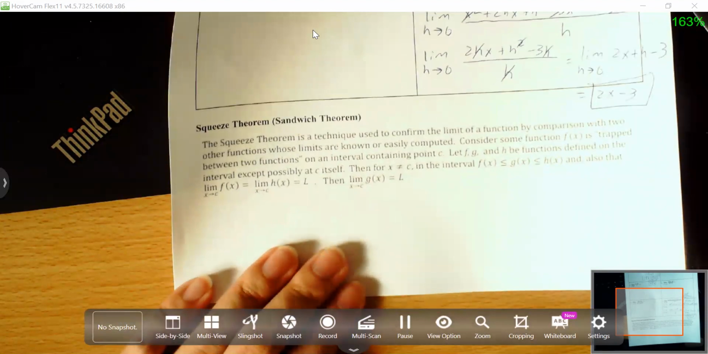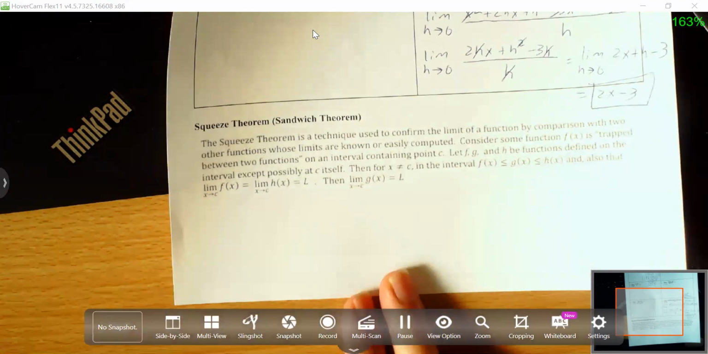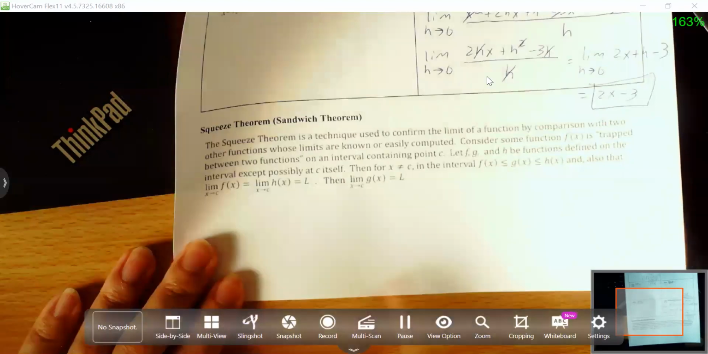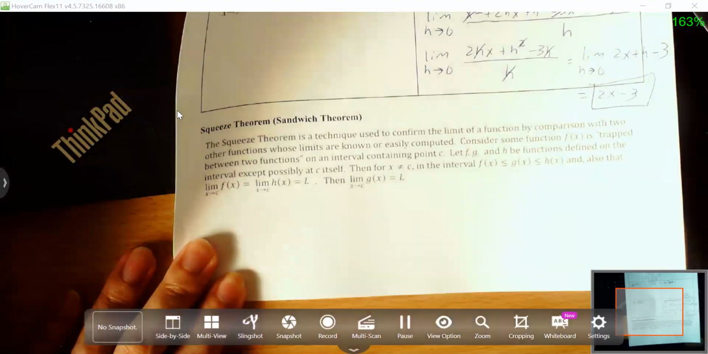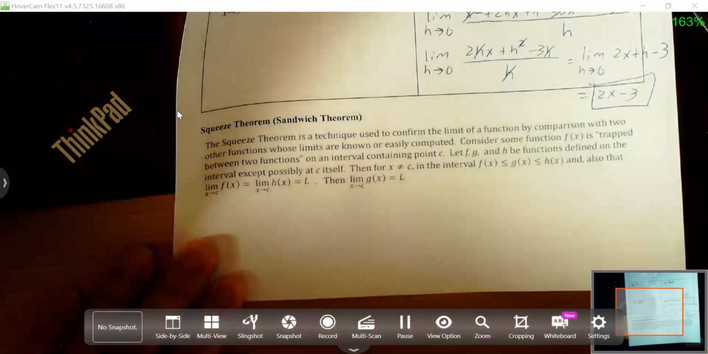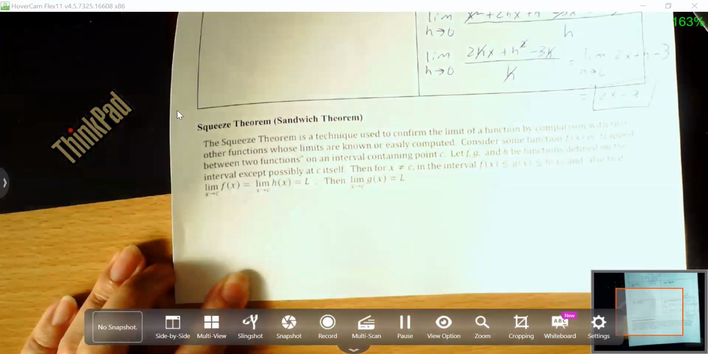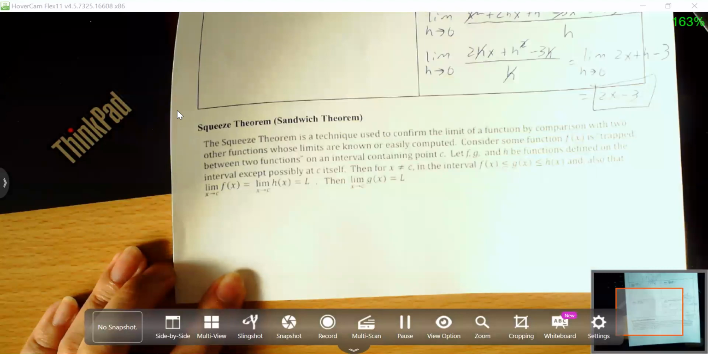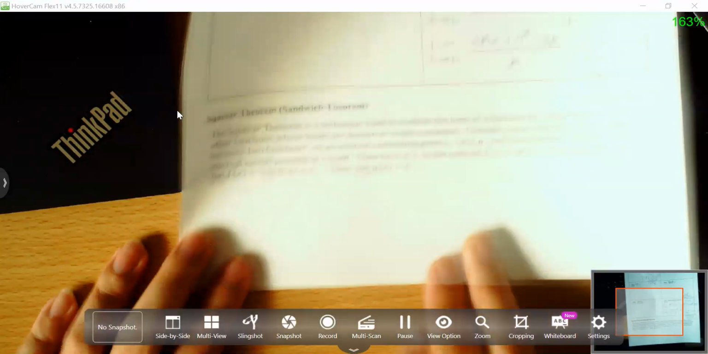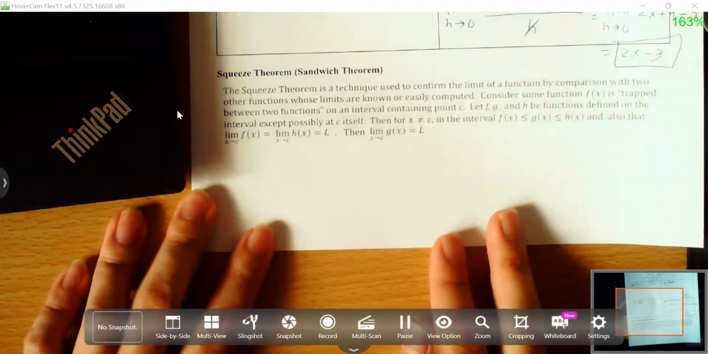Okay, so the squeeze theorem, when you hear it, is going to sound pretty obvious, but there's an actual theorem for it. So the squeeze theorem is a technique used to confirm the limit of a function by comparison with 2 other functions whose limits are known or easily computed. Consider some function f of x trapped between 2 functions. Okay, so here's the idea, because there's a lot of words there.